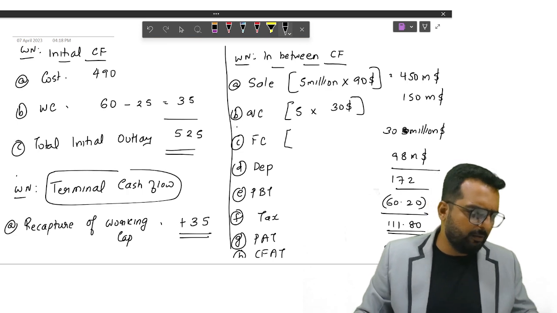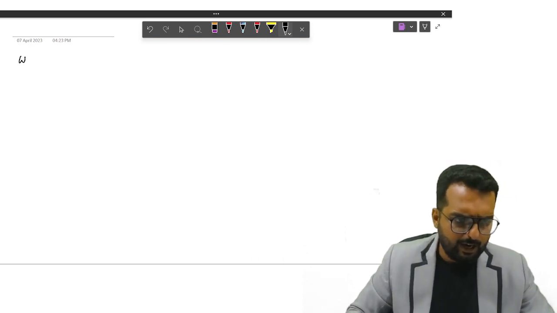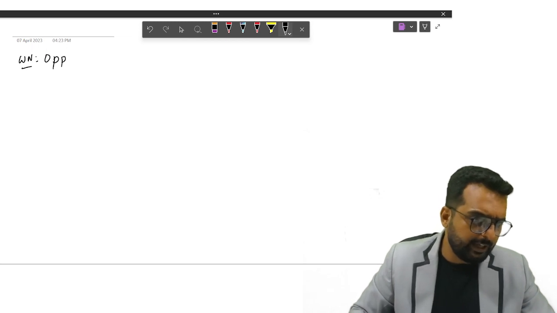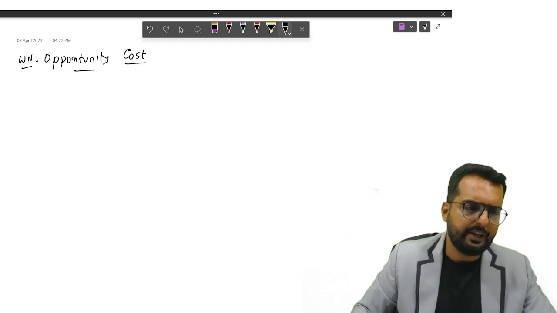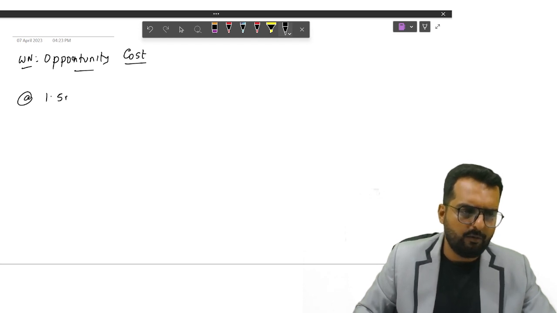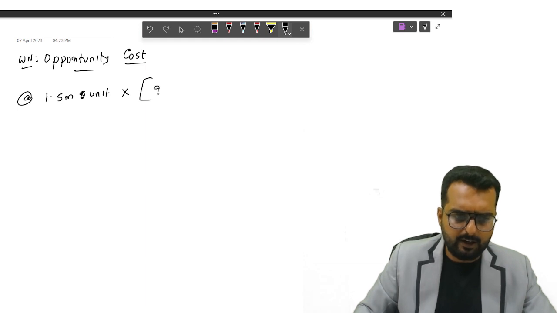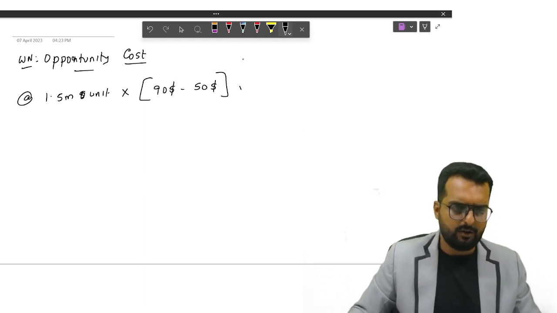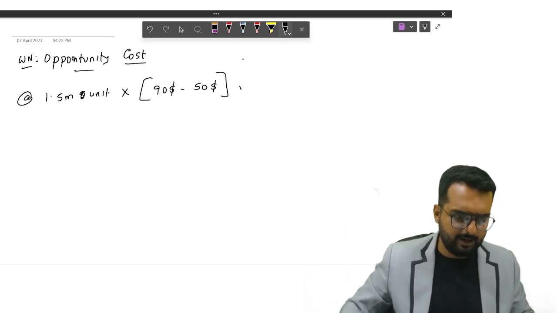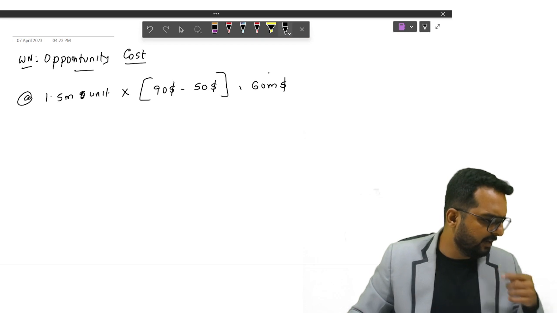Can I go to the next page now, friends? So once we are done with this, we have to find out about the opportunity cost also, that is pending. Opportunity cost. Now tell me, on 1.5 million units, earlier you were making $90 minus $50. Am I right? So how much is 40 into 1.5 million? Do you get the answer as $60 million?